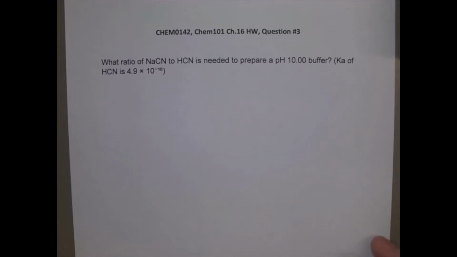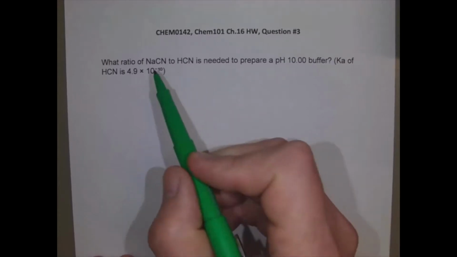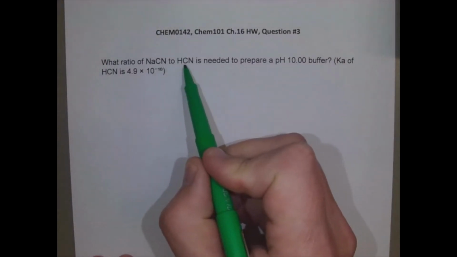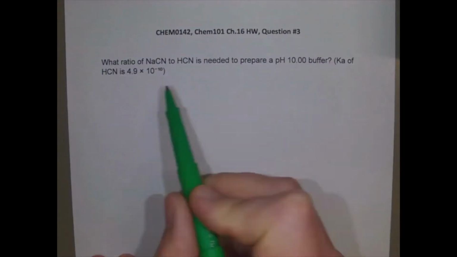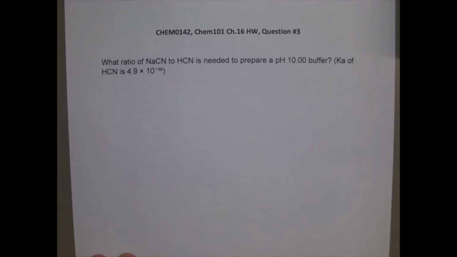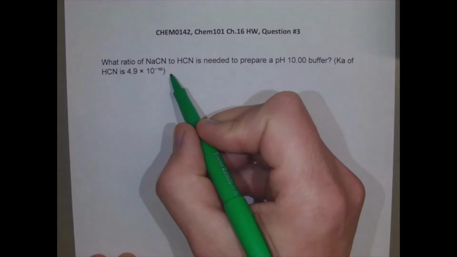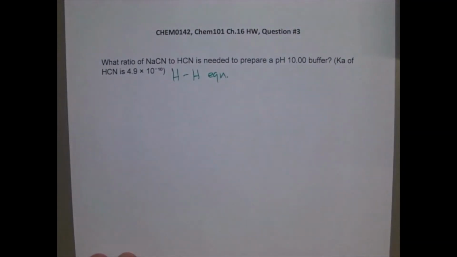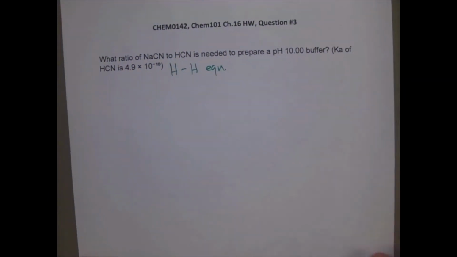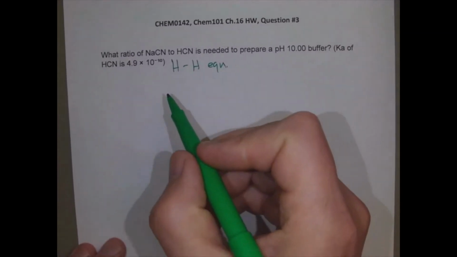Okay, so in this question we are asked to determine the ratio of sodium cyanide to hydrocyanic acid needed to prepare a pH 10 buffer, and we're given the Ka of hydrocyanic acid. One thing to recognize first off is that this problem will involve the Henderson-Hasselbalch equation. Remember that you don't need to memorize it, it's going to be on your equation sheet right there, so you can just use it, and that is this equation right here.